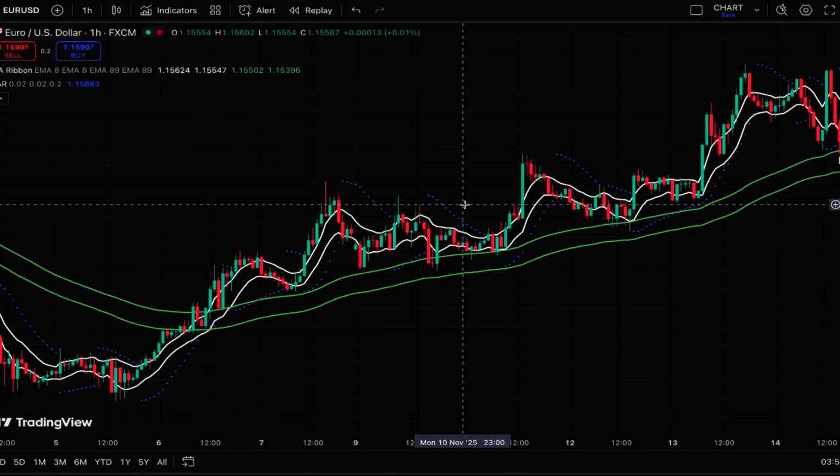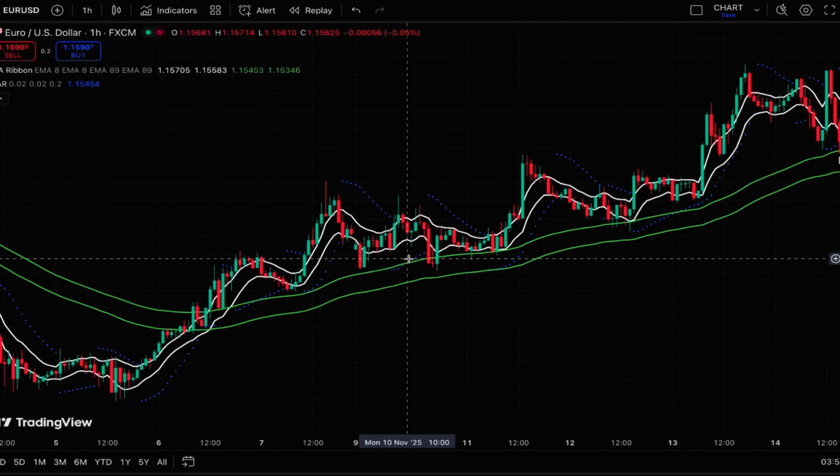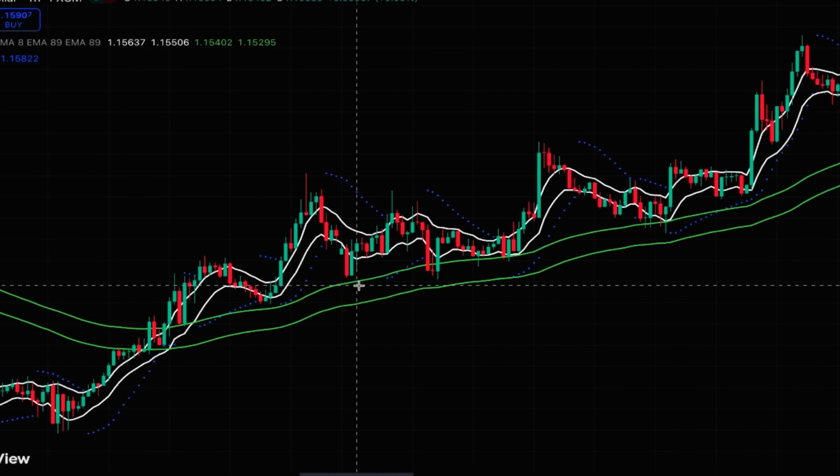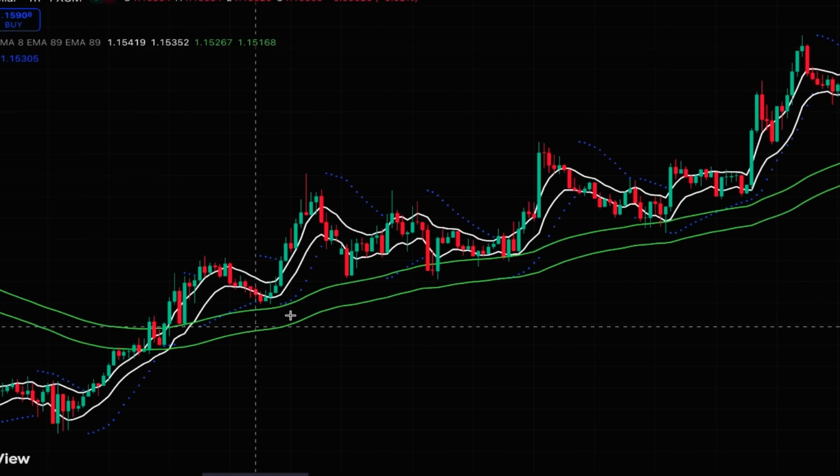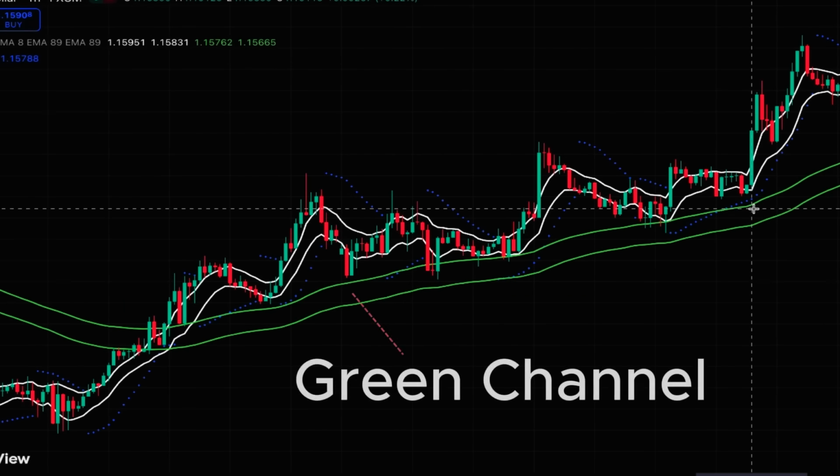Alright, now let me teach you how you can trade based on this trading strategy. Here we have 2 green lines that are EMA with length of 89 based on high and low, and you can see that they have created a channel on the chart, and from now we call it green channel.